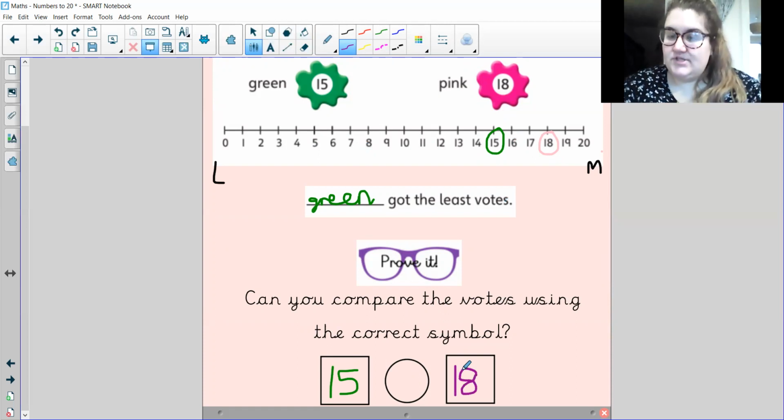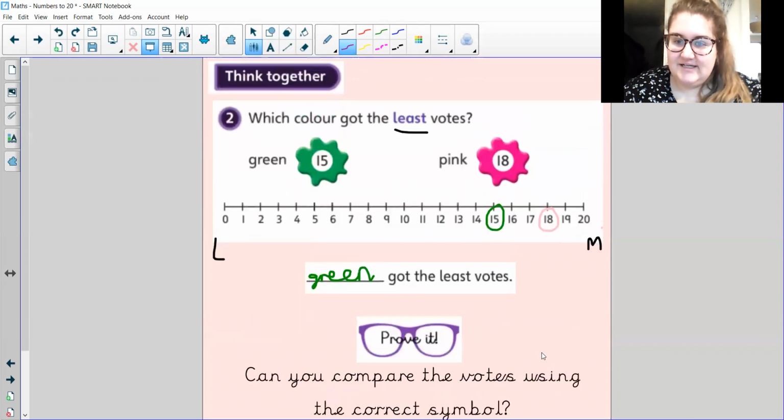So, can you choose the correct symbol? Is 15 greater than 18? Is 15 less than 18? Or is 15 equal to 18? What do you think? So 15 is less than 18 because 18 is greater than 15. Okay, so we've proved our answer.